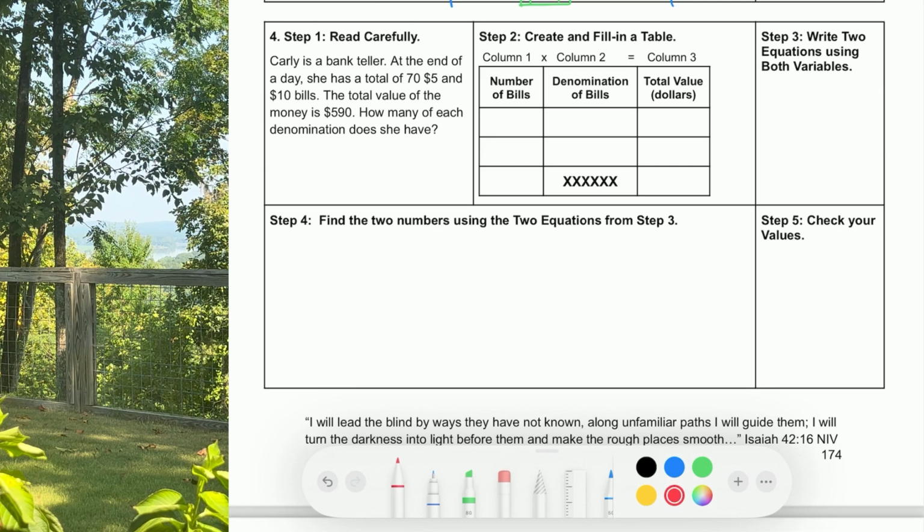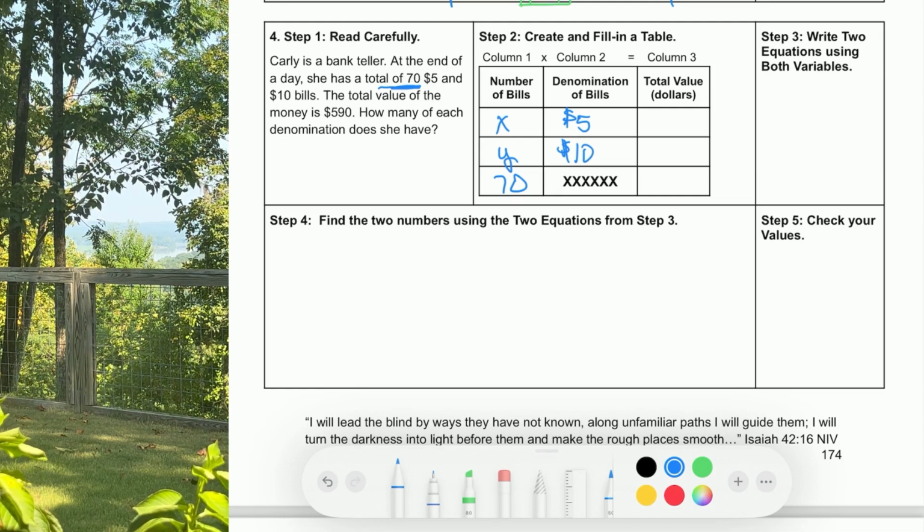All right, so she's got 2 different kinds of bills. She has $5 bills and she has $10 bills. We need to give each of those a variable. So I'm going to designate the $5 bill an X and the $10 bill a Y. How many number of bills does she have? Well, they tell us that she has 70. She has 70 total of the bills if we counted each bill. So that's 70. Not $70, but 70 items basically.